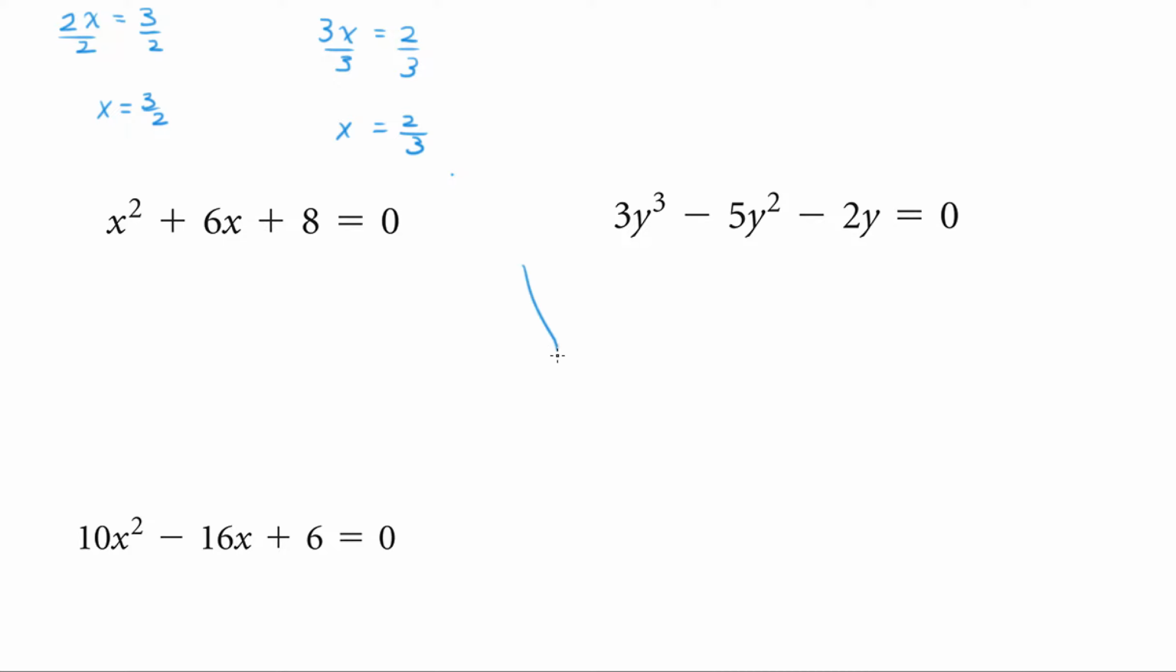What is the x method? Well, on the top we take a times c, and on the bottom we take b. A is the number in front of the x squared. Let me erase that because it looks like a 0.